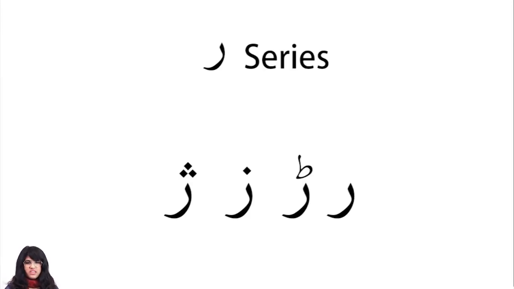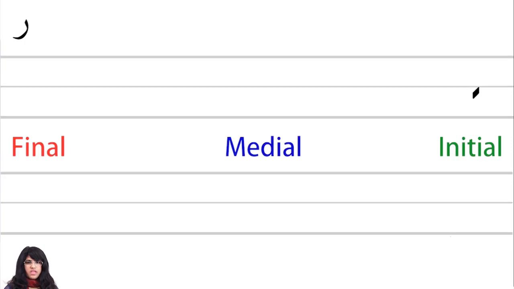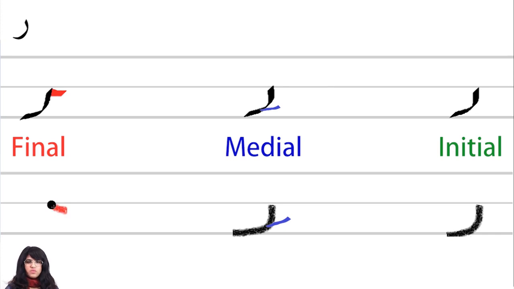Next, we have the Re set. Re, Z, and J. We're going to use Re for this one. Re is the same as the other non-connectors. At the initial position, it does not connect. For the medial and final position, it has a small connecting mark from the right. It does not connect from the left.